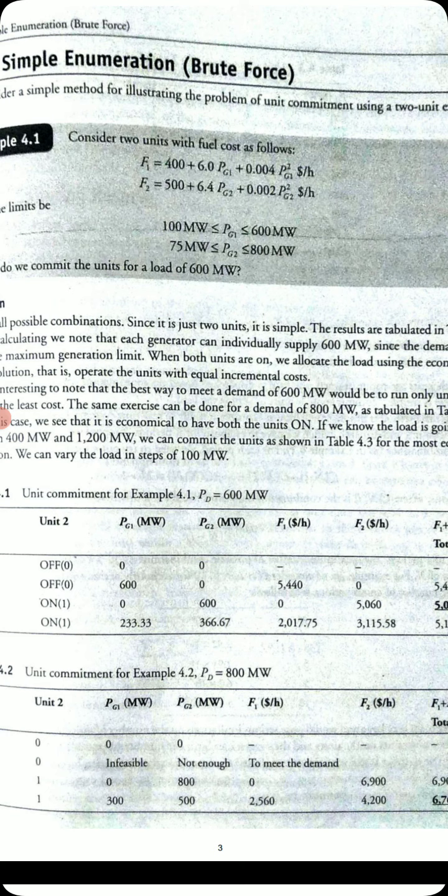And the second generator's fuel cost is given by 500 plus 6.4 Pg2 plus 0.002 Pg2 squared dollars per hour. This is the second generator's fuel cost.